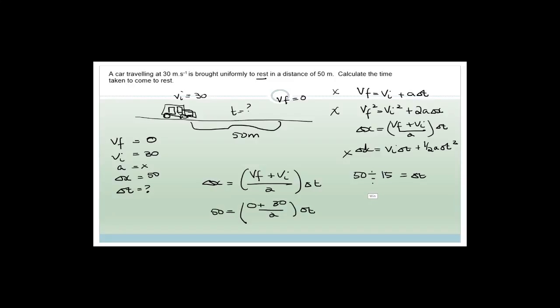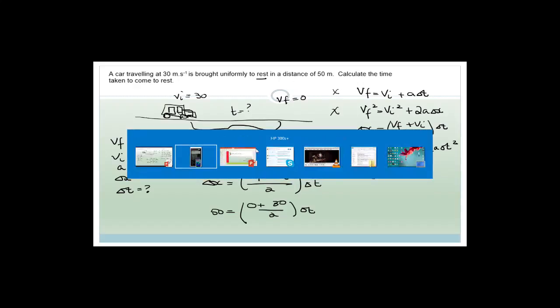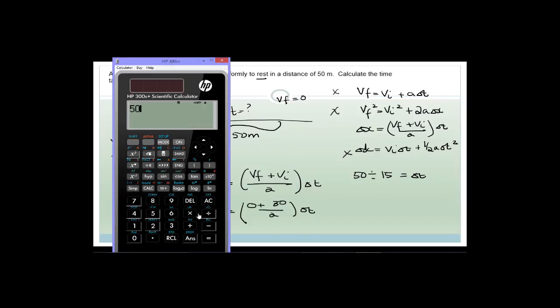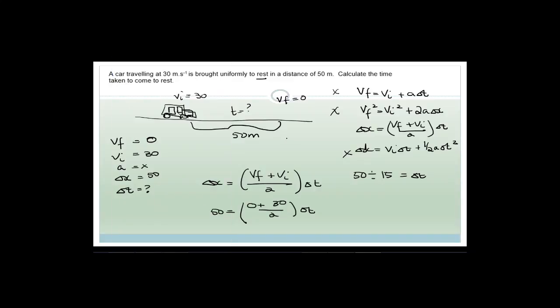So I could do this the long way, but I'm actually going to be lazy. There we go. We're going to go 50 divided by 15 equals 3.33. So therefore, delta T is going to be 3.33 meters per second. Sorry, no, that's the wrong unit. It's 3.33 seconds. Remember to always check what you are working out, and that is time in seconds. Right, good, let's move on.